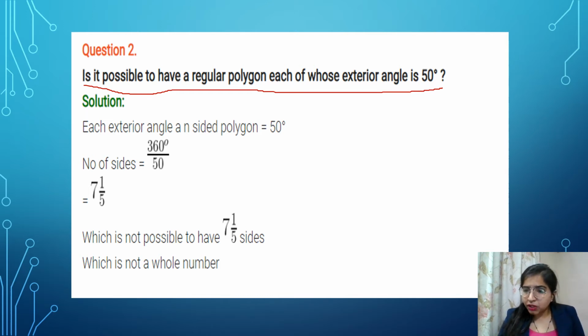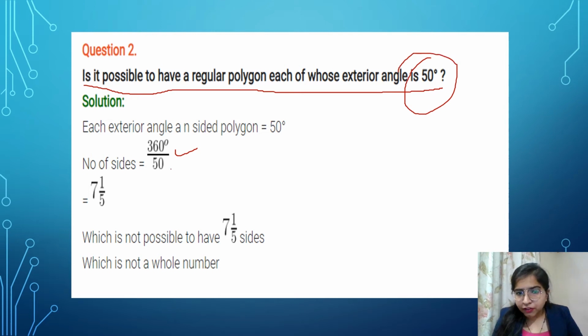To find the number of sides, you have to do the reverse. In the previous question, you were finding the measure of the exterior angle, so you were dividing 360 by the number of sides. Now you have to find the number of sides, so you divide 360 by the measure of one exterior angle. One exterior angle is 50 degrees, so you divide by 50. Then you get the number of sides as 7 1/5. It must be a whole number, but this is not a whole number, right? This is a fraction.